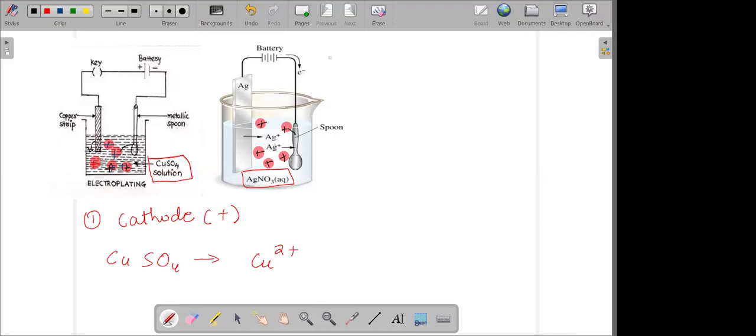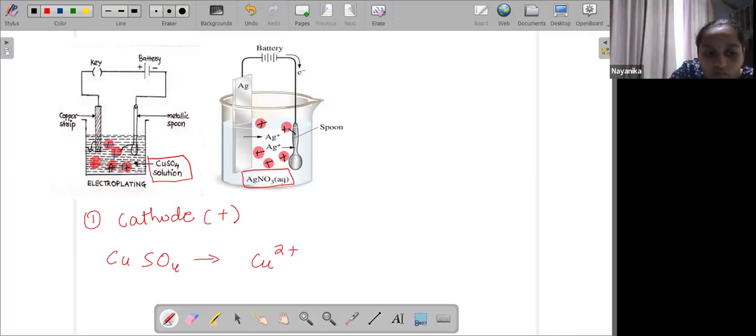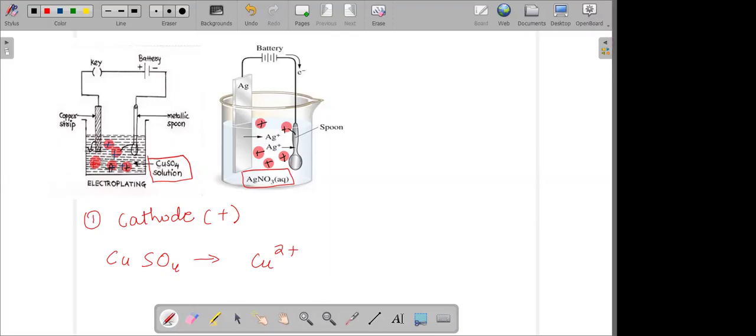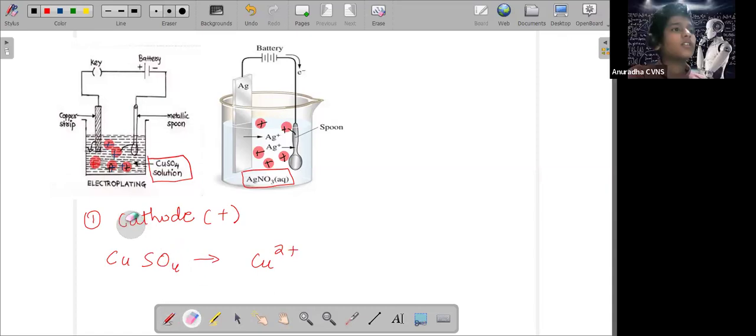Any other doubt to anyone? Sir, with the cathode you have written plus, right, sir? It is minus, right? Just one minute. Here oxidation is taking place. Yeah, it's the anode, sir.